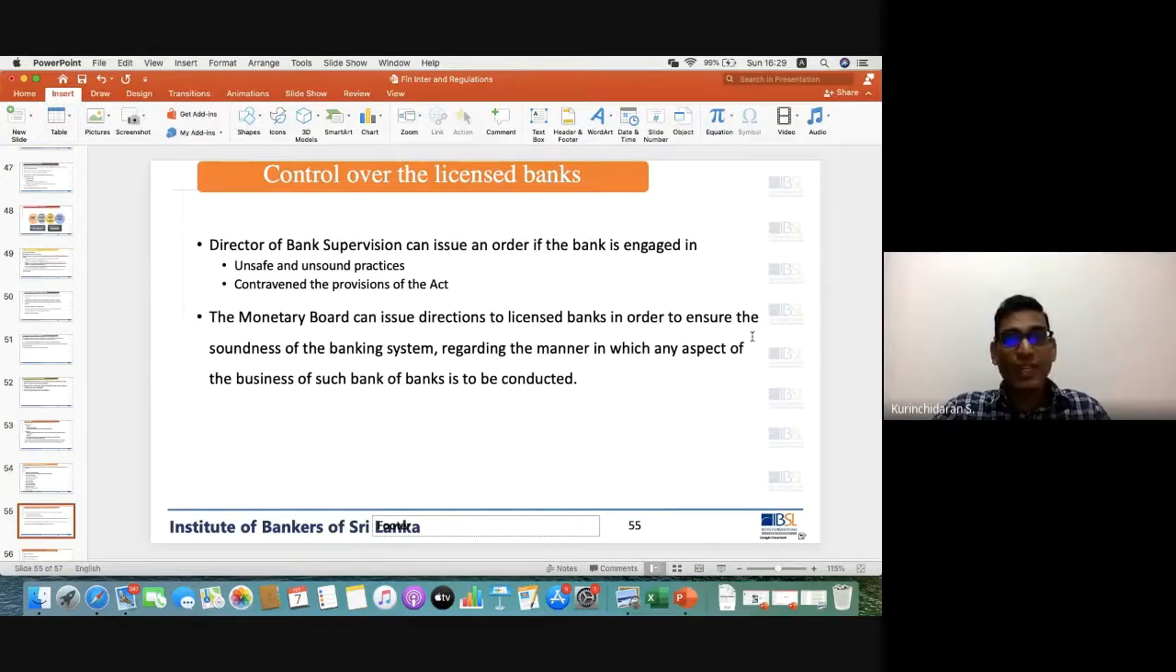The Monetary Board can issue directions to licensed banks in order to ensure the soundness of the banking system, regarding the manner in which any aspect of the business of such bank or banks is to be conducted. So the Monetary Board, as I said, can always issue directions on how to conduct banking business. That's more or less the regulatory framework. It can be an act, a direction, an order, circulars, or guidelines, anything. Through that, a regulatory framework is established. So the bank should conduct their business within that framework.